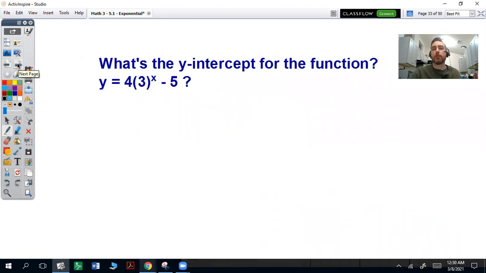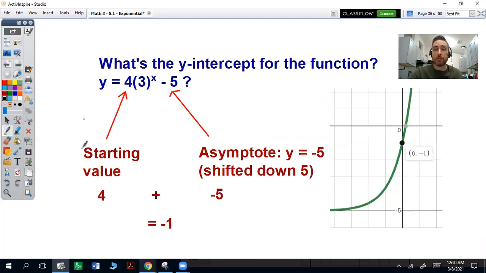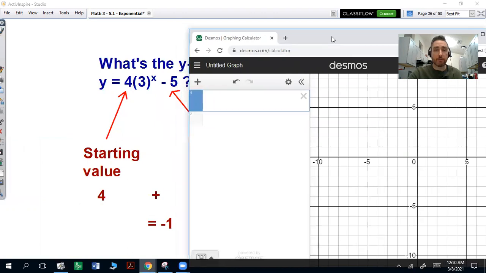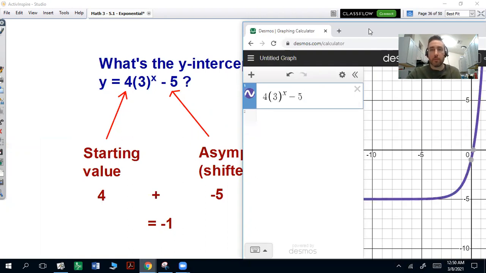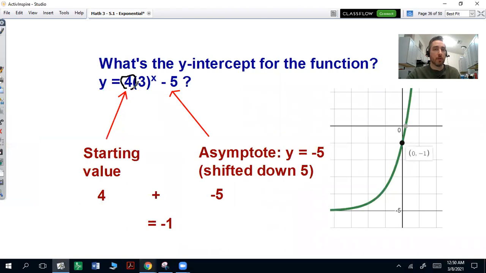So what about this one? 4 times 3 to the x power minus 5. Well, your starting value is 4. Now your asymptote is negative 5, so it's been shifted down 5. So you should get negative 1. You can verify that on a graph. At x equals 0, y equals negative 1. So it's just 4 and negative 5.